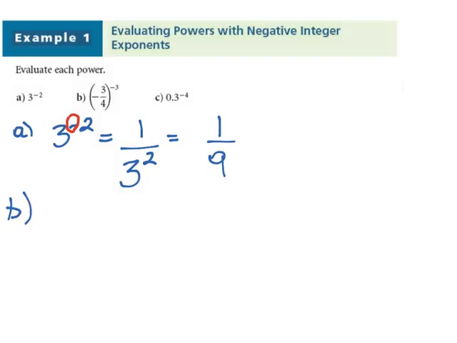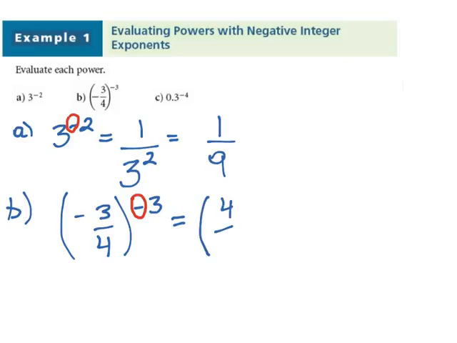How about B? Negative 3/4 to the power of negative 3. Now, it is the negative exponent that creates a reciprocal in this case. So the result is that everything is going to be flipped upside down. It's going to be negative 4/3 to the power of 3. And I want to show you how this works.